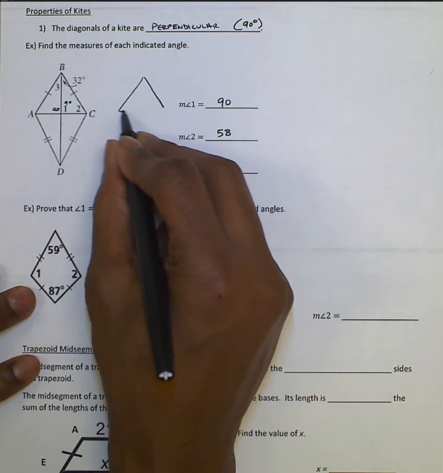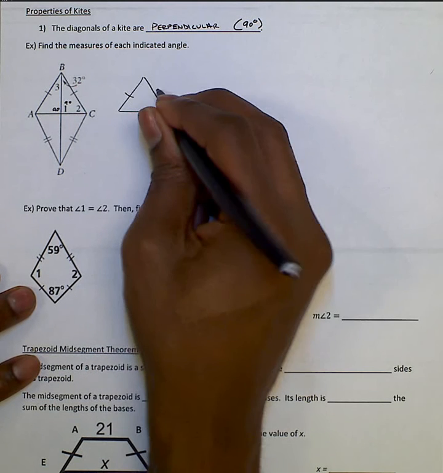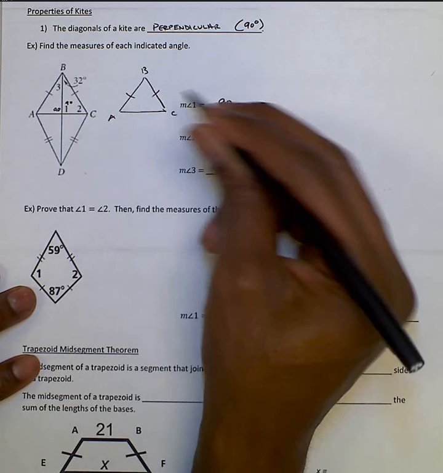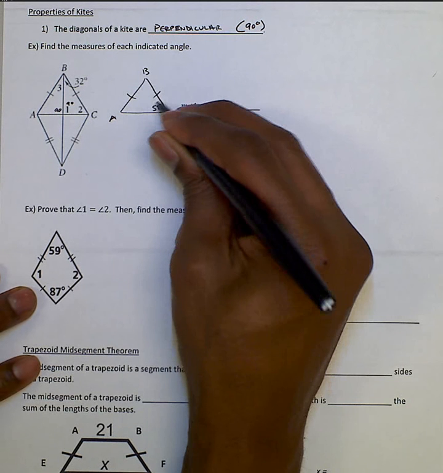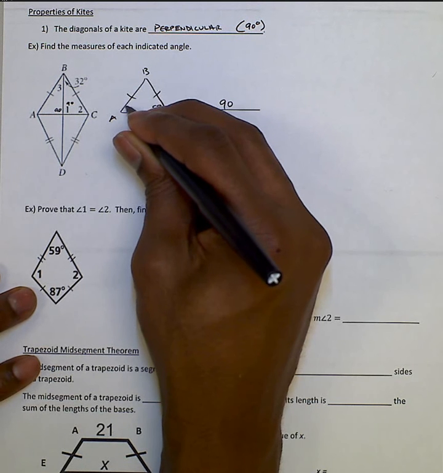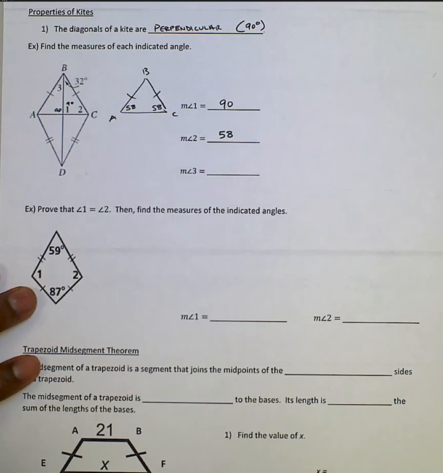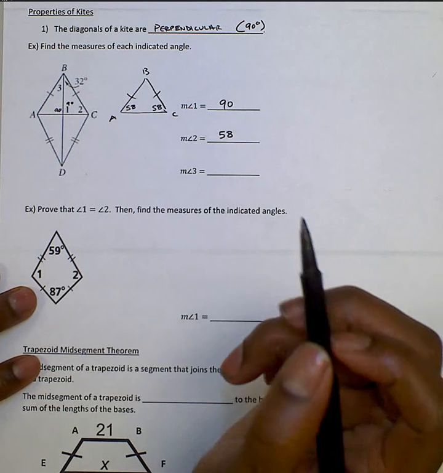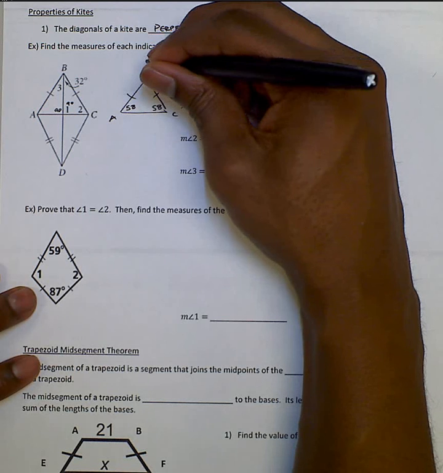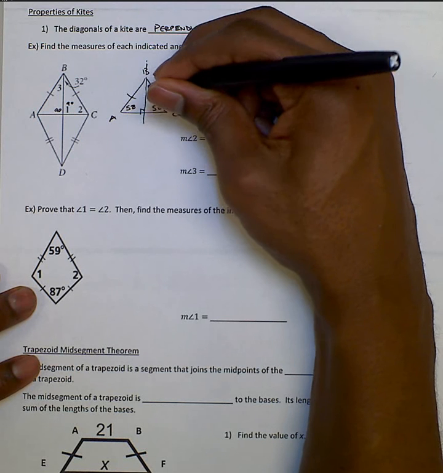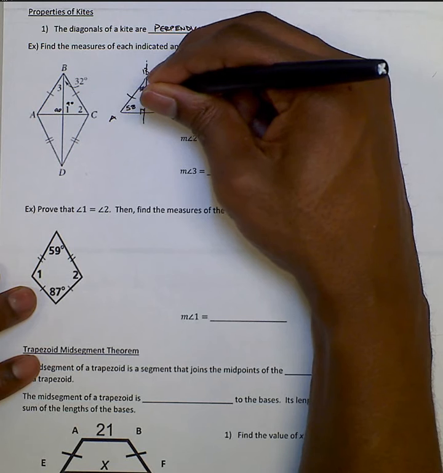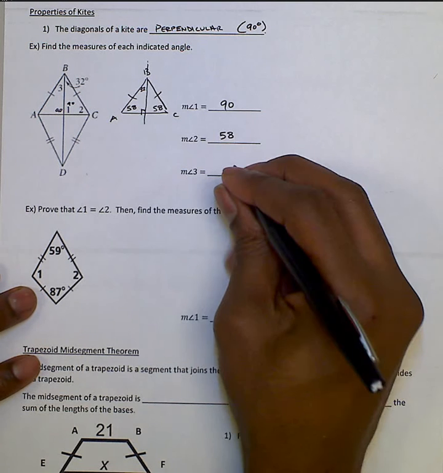Since these 2 adjacent sides are congruent, right? This is A, B, and C. If angle 2 is 58 degrees, this angle here also has to be 58 degrees because this is an isosceles triangle. Right, so the base angles will be congruent. Okay, that helps us out because we already know this is 90. So 58, 90, that means this would have to be 32 degrees as well. So the measure of angle 3 is 32 degrees.